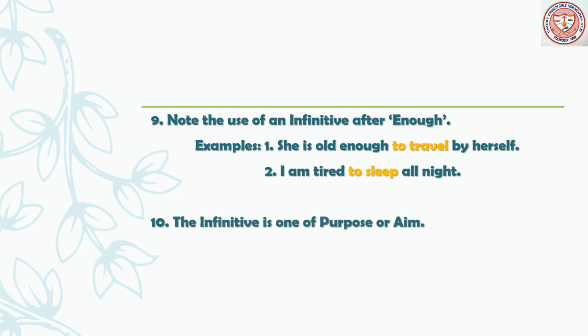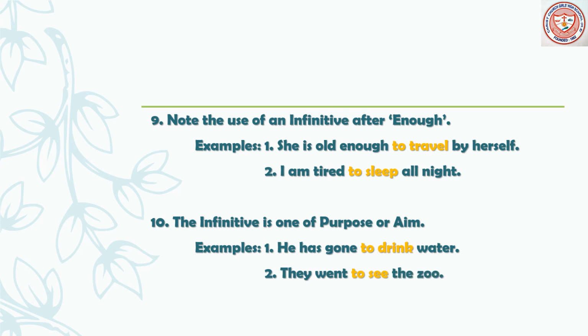Last pattern. The infinitive is one of purpose or aim. Examples. He has gone to drink water. In this sentence, "to drink" is an infinitive because it is fulfilling the purpose. Number 2. They went to see the zoo. In this sentence also, "to see" is an infinitive. Is that clear, students?